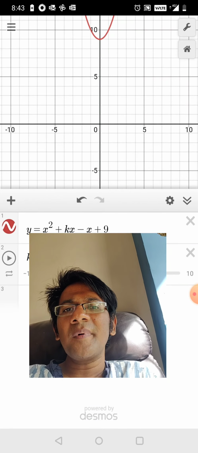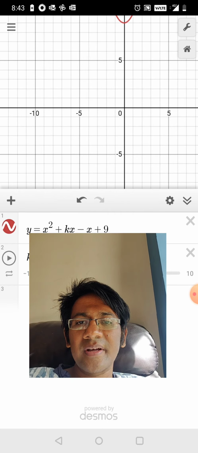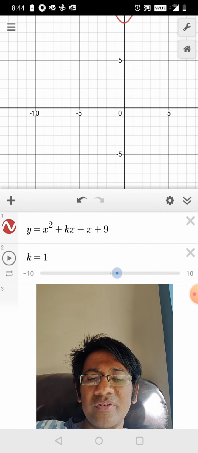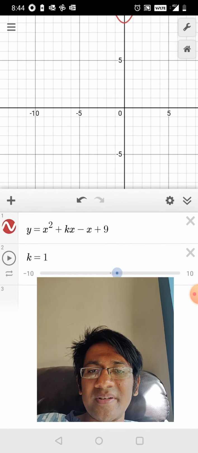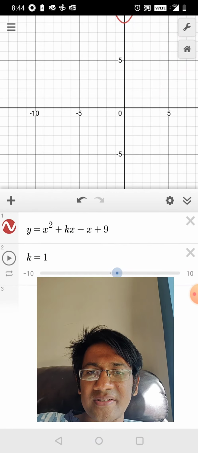Wow. So in the curve, everything is above the x-axis. When k is equal to 1, the x terms cancel, leaving x squared plus 9. It is always above the x-axis, it is always true.